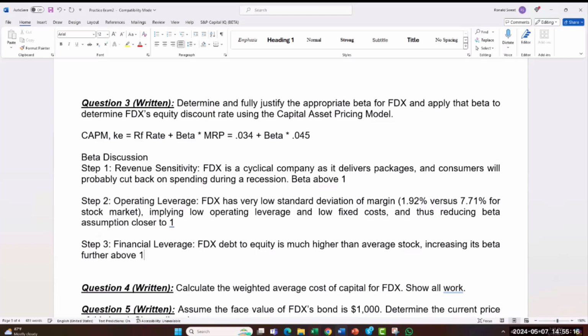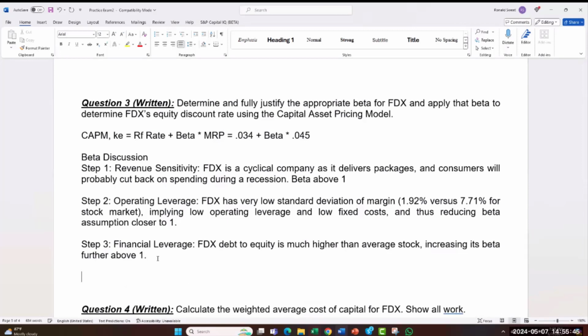further above 1. So you got one thing that says their beta is kind of getting closer to 1 because of their fixed costs. I would think FedEx would have high fixed costs because they have a bunch of trucks, they have planes, they have unionized labor, but they're somehow able to manage that and keep the volatility of their net margins low. Not sure how they're doing that, but it certainly implies that it's not a high risk company when it comes to operating leverage, but they do have a lot of debt. And then step 4 is the history.